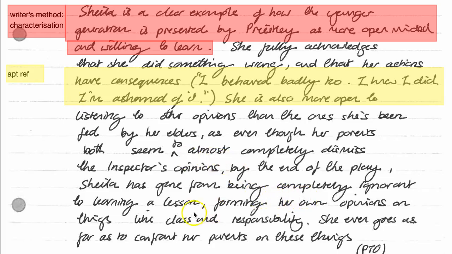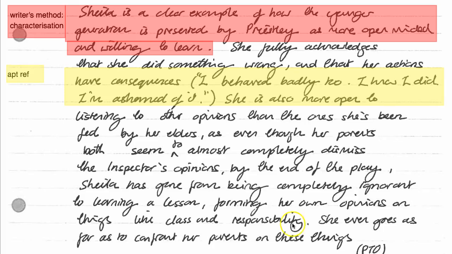For example, rather than saying she has learned a lesson, be specific about what that lesson is. So one lesson she's learned is that our actions have consequences, and therefore we are responsible for what we do, including the unforeseen consequences, such as Eva Smith's suicide. She's got ideas about class and responsibility. Good, but be specific. What are those ideas? Okay, as a member of the ruling class, her responsibility is to look after the welfare of the working class, such as Eva. So then it's specific. Hopefully you can see the difference.